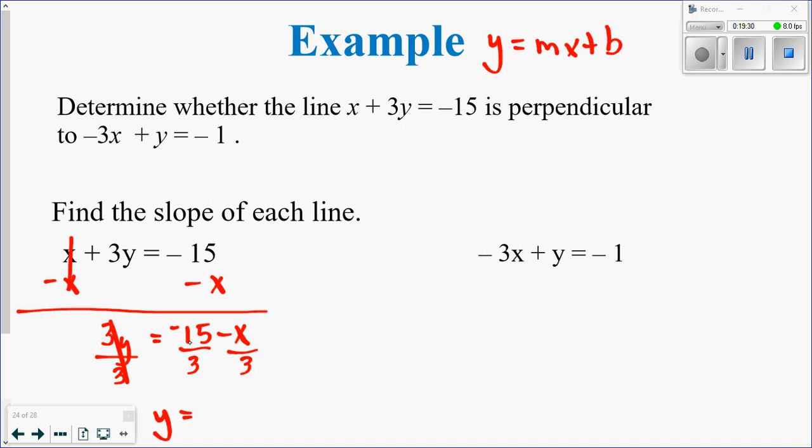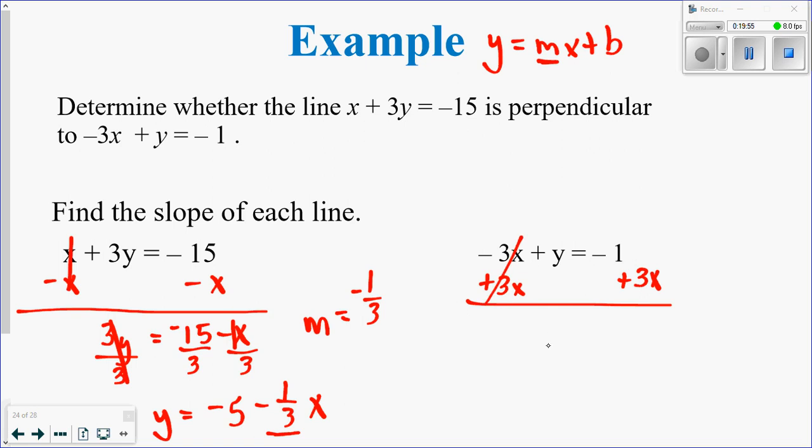So y is -15 divided by 3 is -5. And that's a -1. So -1/3 x. So the slope of this equation is -1/3. Because remember, it's always the number in front of x. Your slope is always in front of x. This one here, I'm going to add 3x to both sides.